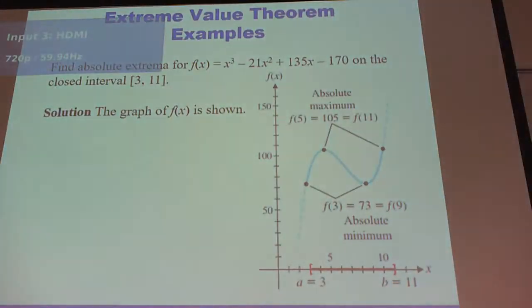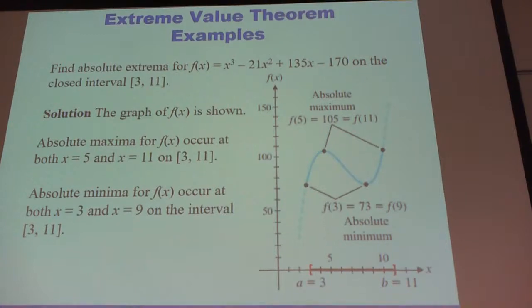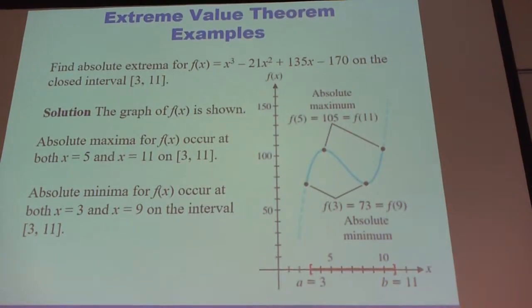So what we're learning is the difference between a local and a max, and you can't have more than one max. You can't have more than one max. Absolute max and absolute min.